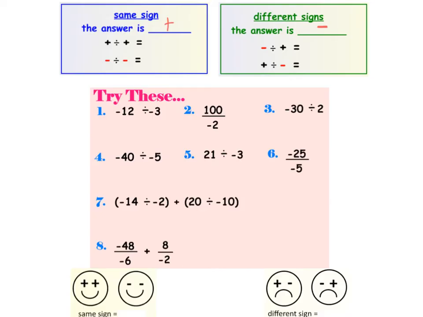Number 1, negative 12 divided by negative 3. 12 divided by 3 is 4. Since they're both negatives, same sign, your answer becomes positive. In number 2, different signs. So since one is positive and one is negative, you know your answer will be a negative. And 100 divided by 2 is 50. And in number 3, again, you have different signs, one positive, one negative. So you get a negative answer, and 30 divided by 2 is 15. And go ahead again and pause the video quickly and try those last couple, and we'll see how we do.